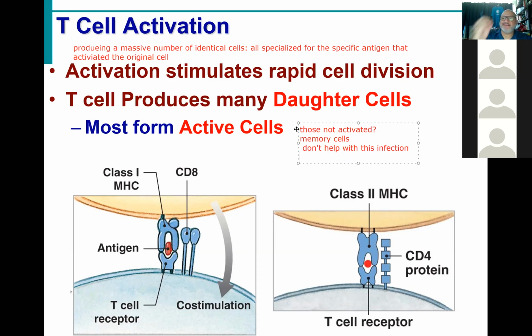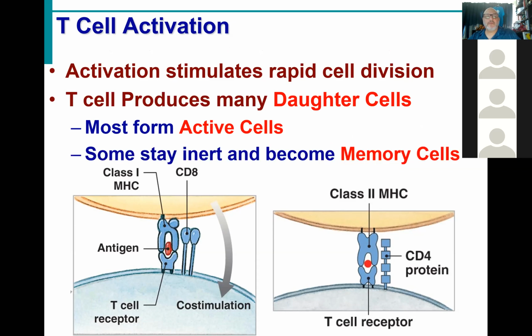Instead, they make a second defense to the same infection, to the same pathogen, a stronger response. So they don't help us on this one, but they're there to help us in the next one. So most of the T cells are going to be activated, but a few of them stay unactivated, stay inactive. And they're the memory cells that are going to help to protect us in the future. All right, questions on that? All right, there you go. Some stay inert, become memory T cells.